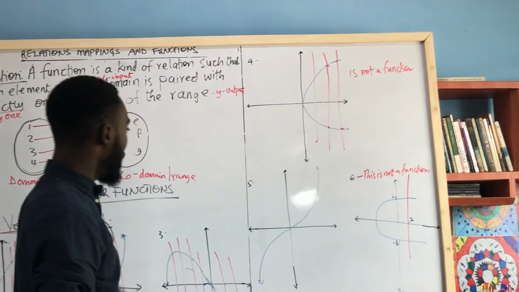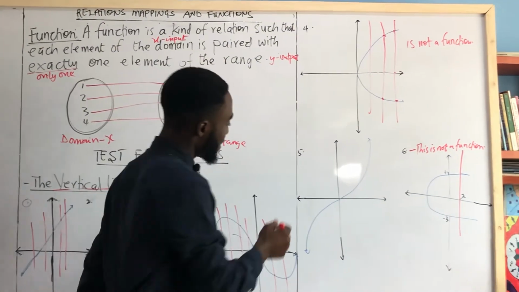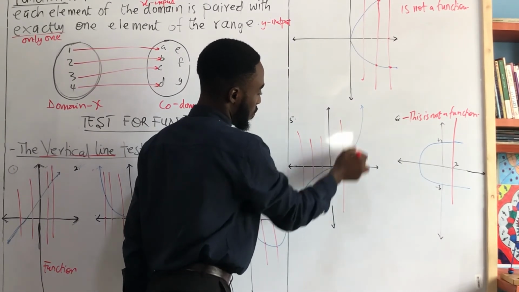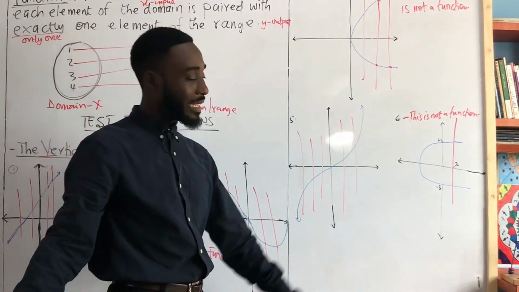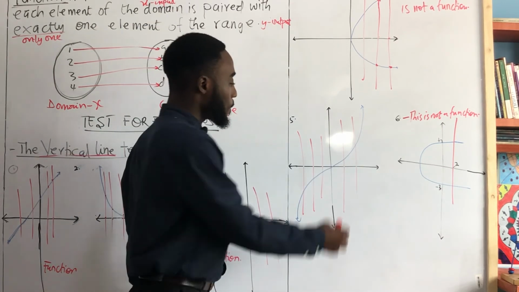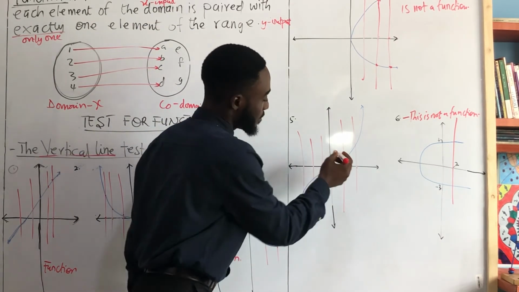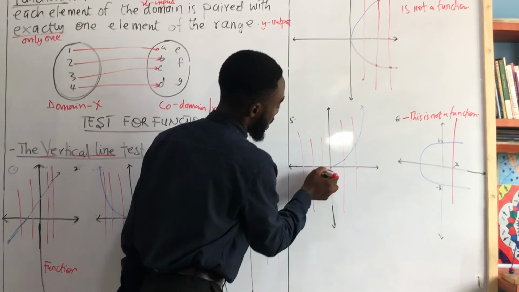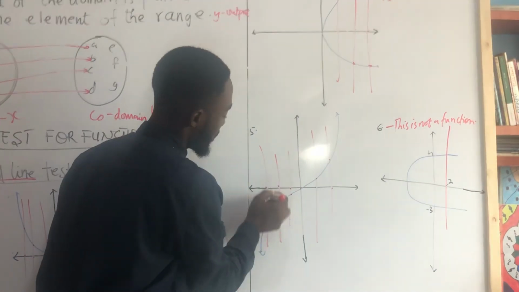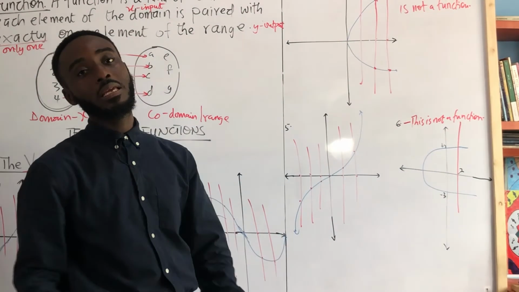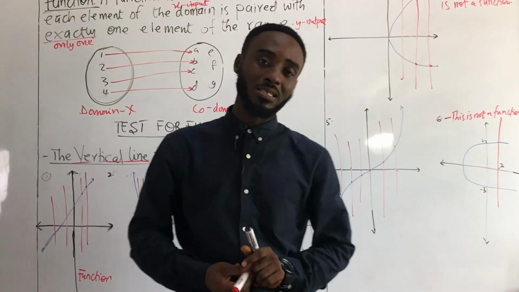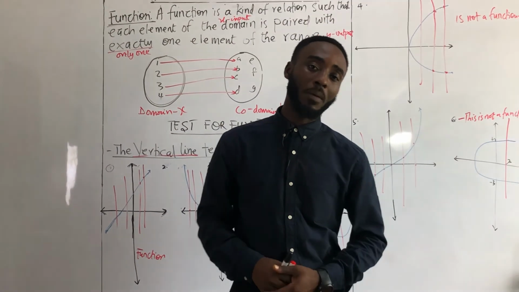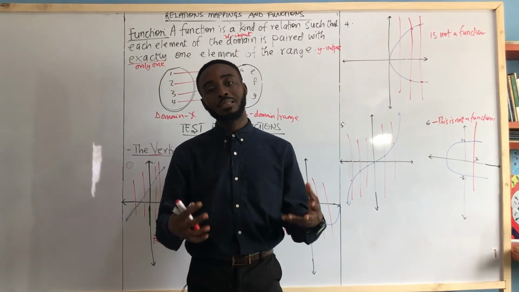Okay, so the fifth one also, let's just give it a try. 1, 2, 3, 4. You can see that every x value has only one y value. So this is simply how we test for functions using the vertical line approach. We'll use other approaches in the coming lessons to test for functions.